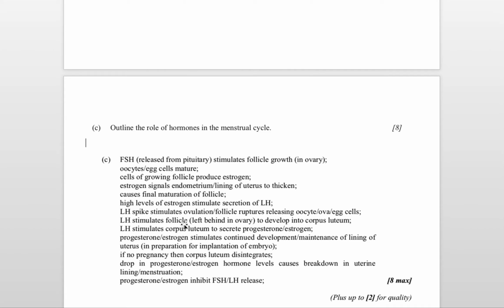LH stimulates follicle to develop into corpus luteum. So we know that after the egg is released, the follicle that had the egg will now be empty, and LH will basically allow the follicle to be developed into the corpus luteum and regenerated. So it's going to recycle it basically.